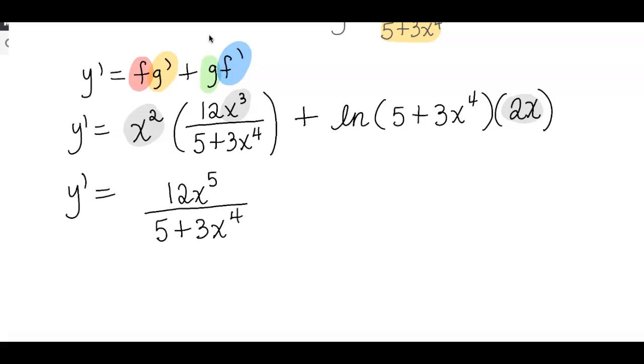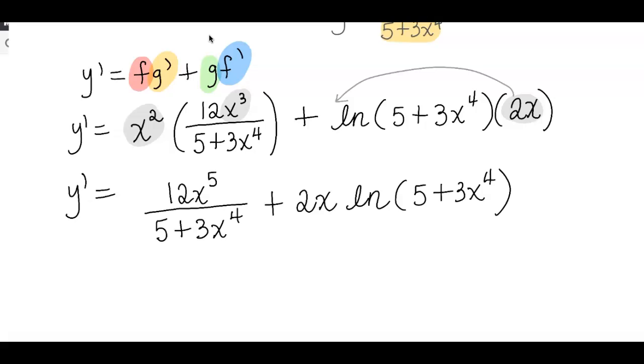Just the way that I want to write it, I guess. I'll just write that 2x in front. Really doesn't make any difference, but still. Plus 2x. And then I'll do natural log of 5 plus 3x to the fourth. So I found the derivative.